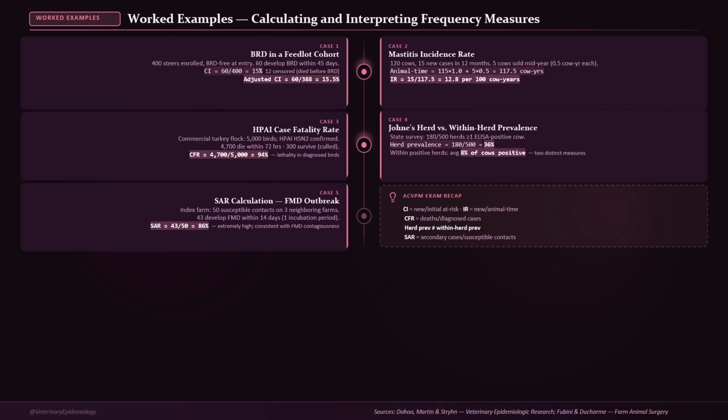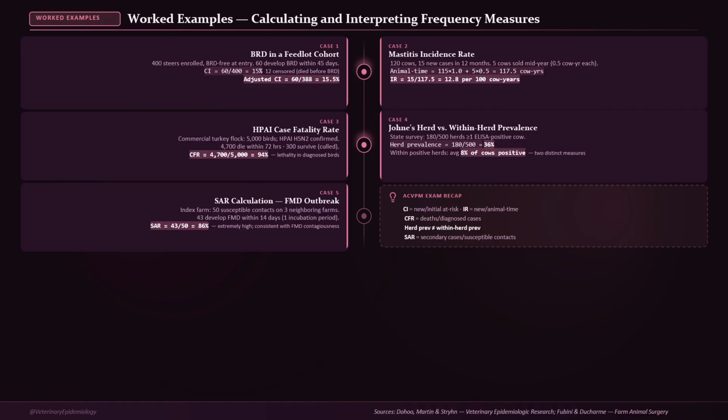Case 1. BRD in a feedlot cohort. 400 steers, all BRD free at entry. 60 develop BRD within 45 days. Cumulative incidence is 60 over 400, which is 15%.